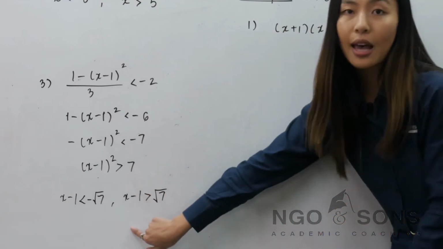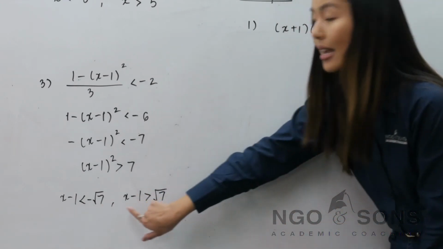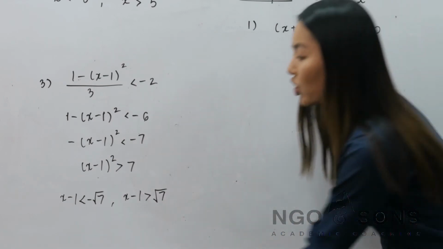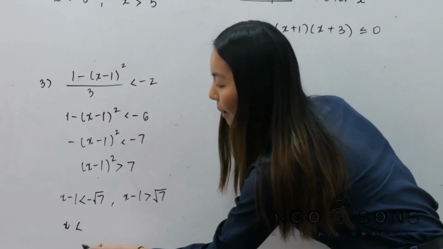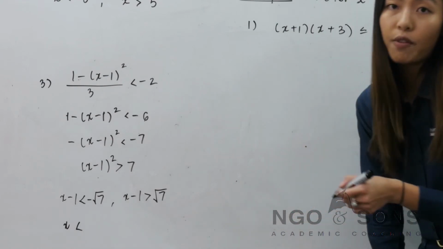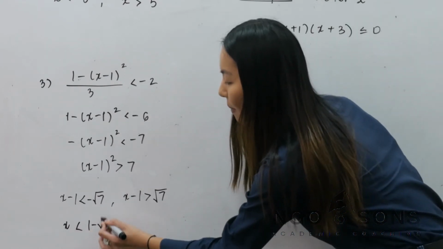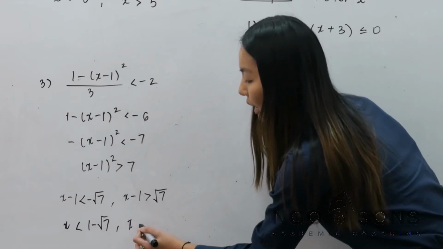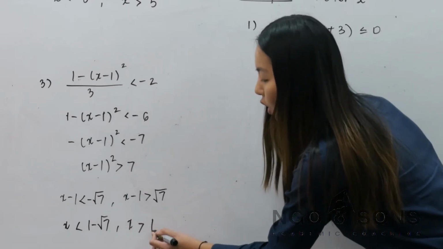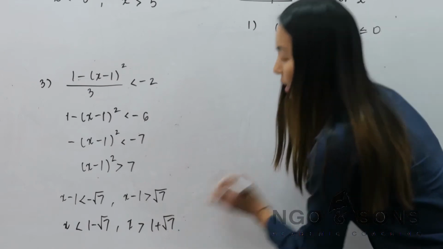Now, after I apply my rule, x isn't the subject in each of my equations yet. So one final step, I'm going to chuck all my constants over to the right to make x the subject. So x is less than 1 minus root 7. And for the second equation, x is greater than 1 plus root 7.